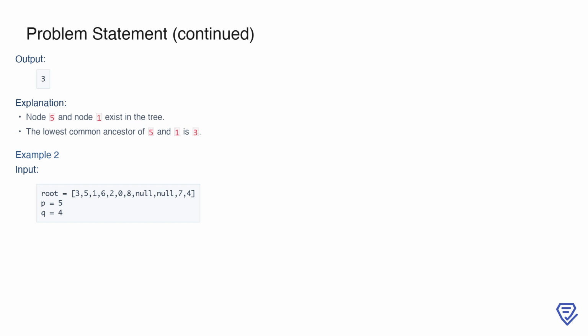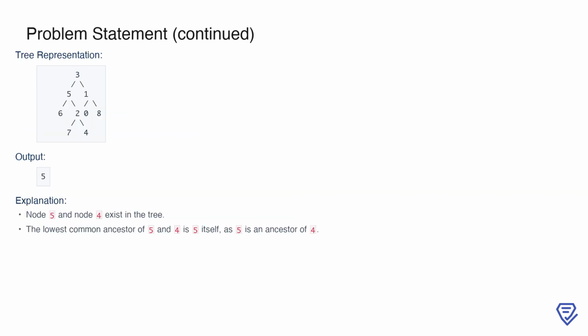Now, let's consider another example to explore a different scenario. Here, we are working with the same tree structure, but this time the nodes of interest are 5 and 4. Node 5 is the parent of node 4, which means 5 is an ancestor of 4. In such cases, the lowest common ancestor is the ancestor node that is closest to the descendant. Therefore, the output here is 5. Since 5 is itself an ancestor of 4, it is the lowest common ancestor in this case.